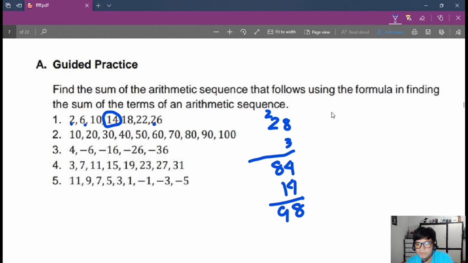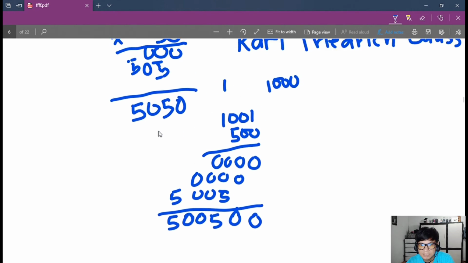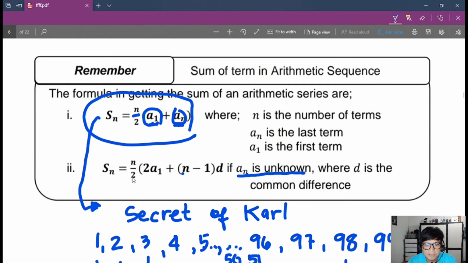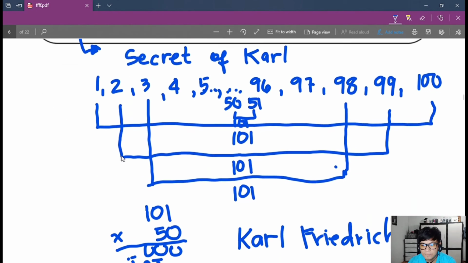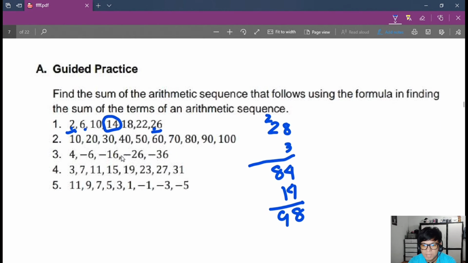Using the formula, ano yung formula natin? Meron man siyang first term. Meron man siyang last term. So, ang gagamitin dito na formula is ito. Yan na formula ang gagamitin natin. Yung first formula. So, we have... i-double check natin yung sagot natin kung baka mali tayo.